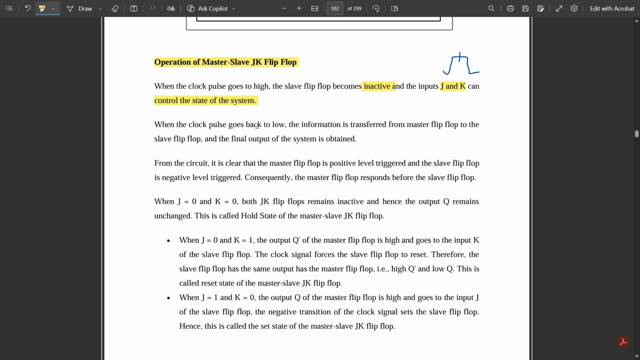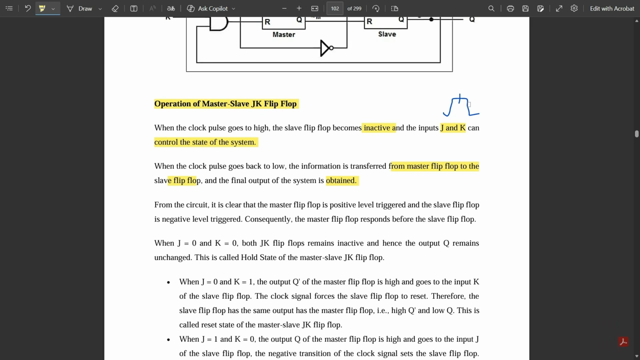Now when the clock pulse goes back to low, the information is transferred from the master flip flop to the slave flip flop, and the final output of the system is obtained. So it happens only after a high signal is obtained, and then after some time the signal becomes low, and that's when the master flip flop information is given to the slave flip flop and the final output is obtained. So through this one clock pulse, high and low, the complete clock pulse signal obtains one single output.